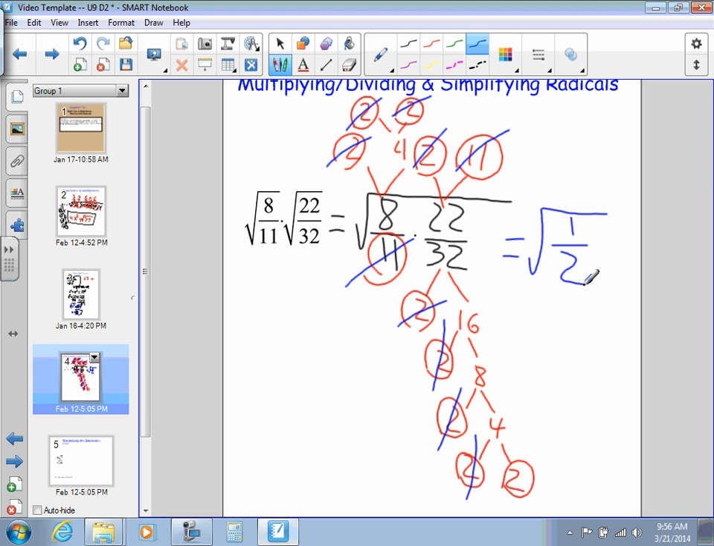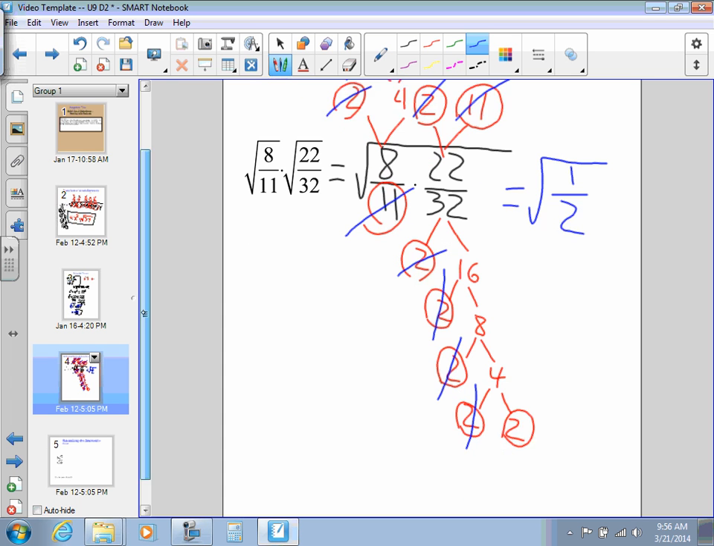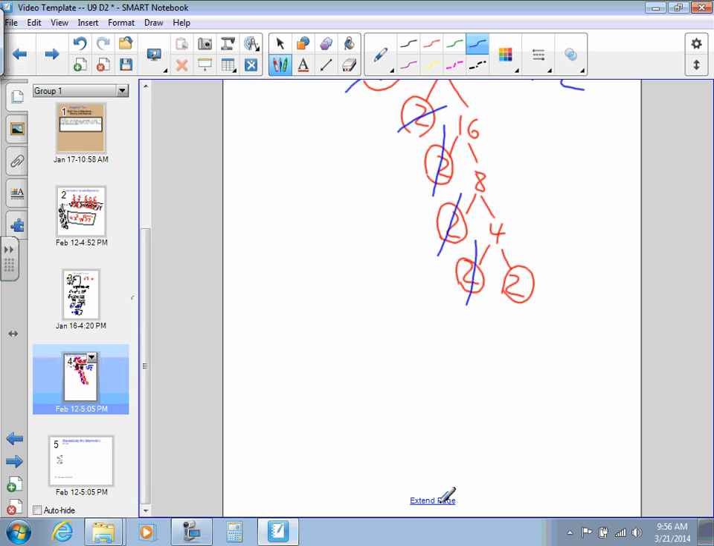I'm not done yet, however. And I need to move this down so that I can work with it better, so I'm going to rewrite it down here. The square root of 1 over 2. Okay, and the issue is that, well, first, before I get to that issue, we can break this apart into the square root of 1 over the square root of 2.